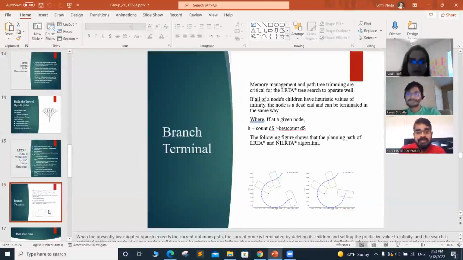It's branch terminals, memory management, and path tree. Terminals are critical for the LRTA tree search to operate well. In all of them, node children have heuristic values of infinity, the node is at that end and has been terminated in the same way. The following figure shows the planning path of the LRTA and NLRTA algorithms.